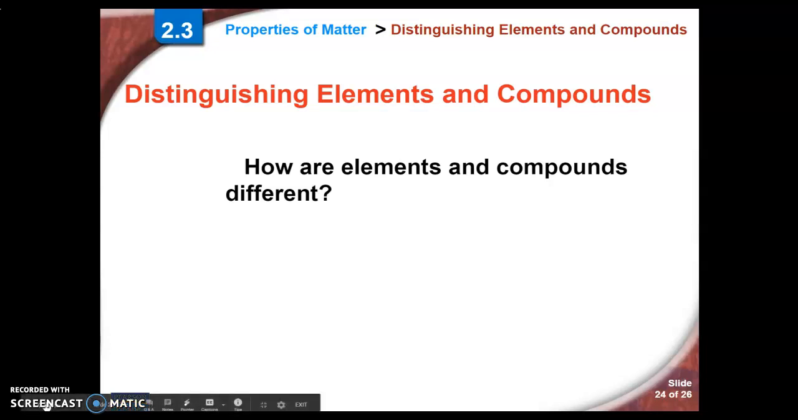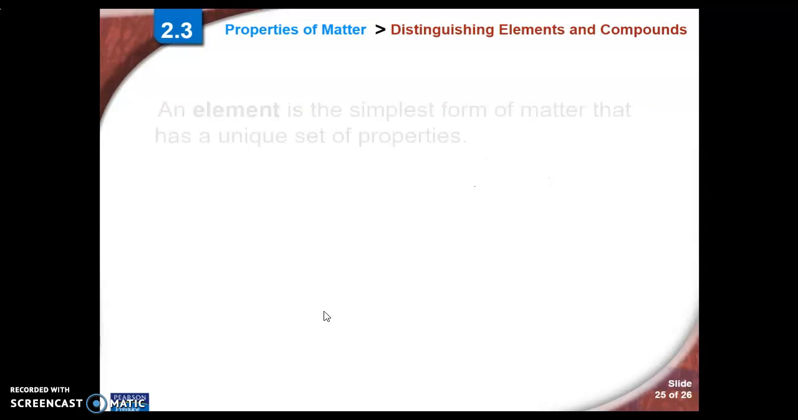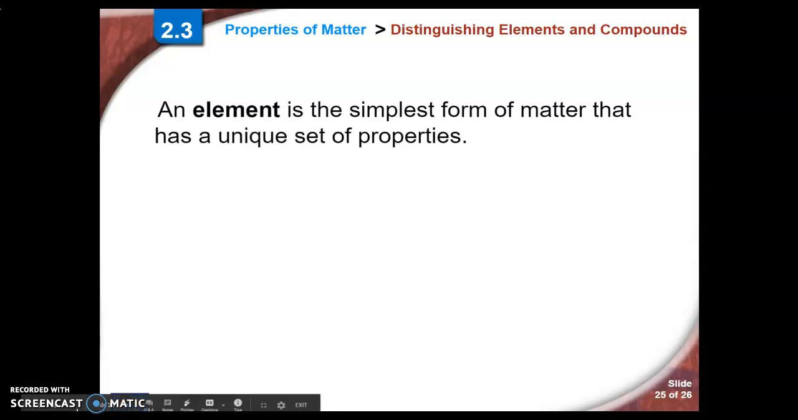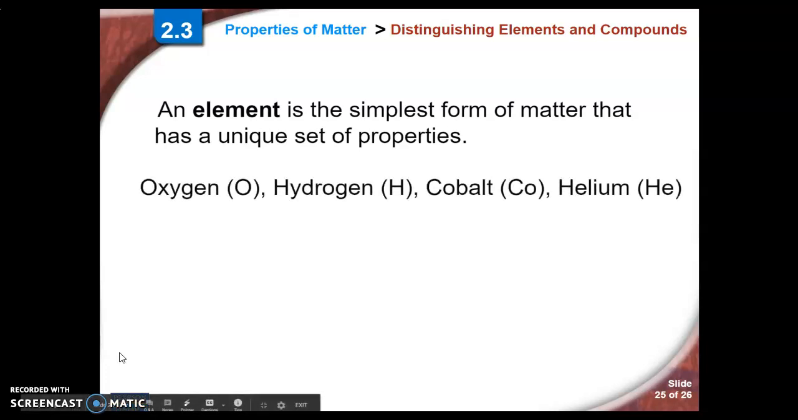And this is the last part of our chapter 2, distinguishing elements and compounds. What are elements and how are elements and compounds different? So, see here. An element is the simplest form of matter that has a unique set of properties.